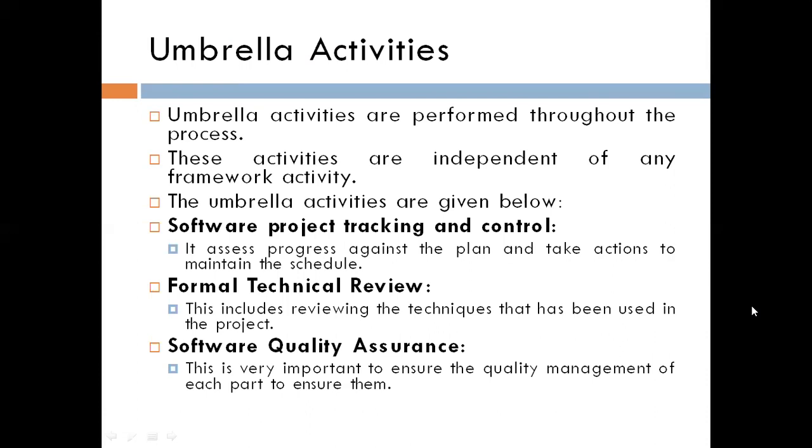It assesses the progress against the plan and takes actions to maintain the schedule. So every time the project is tracked: where it is completed, how much it is completed, and then it takes actions to maintain the schedule. Now, formal technical review. This includes reviewing the techniques that have been used in the project. Software quality assurance. This is very important to ensure the quality management of each part.